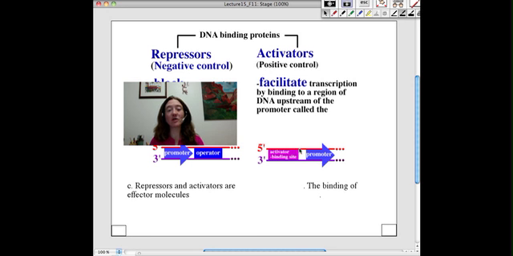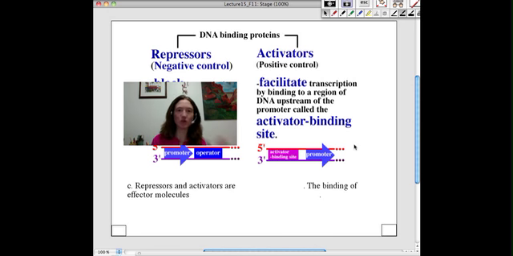Rather than binding downstream of the promoter, they generally bind upstream of the promoter at a site that we call the activator binding site. Very fittingly named, right? And it actually leads to the enhancement of expression of any downstream genes. So this makes a lot of sense, right? Repressors repress, activators activate, like everything is hunky-dory, right? But the problem is that things get a little bit more complex here.